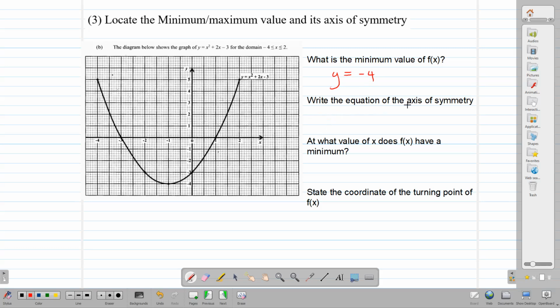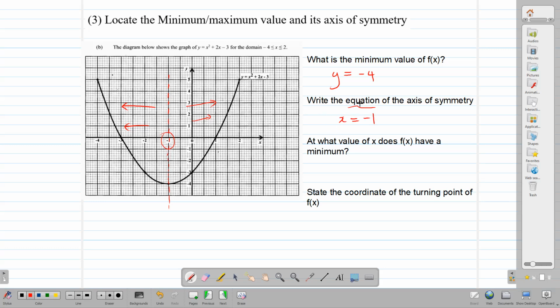Write the equation of the axis of symmetry. The axis of symmetry, if you remember, is that line that passes through the middle of the graph. And here is the line that passes through the middle of the graph that makes this half of the graph identical to this half of the graph. To get our axis, we just write the number that it passes through. The number there is negative 1. It says the equation of the axis, so we write an equation, x equal negative 1.